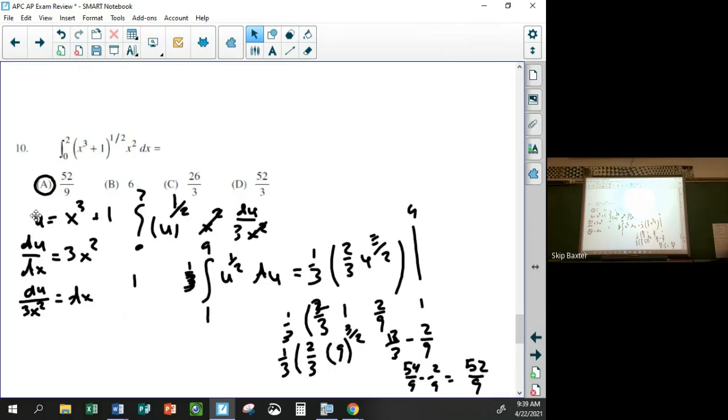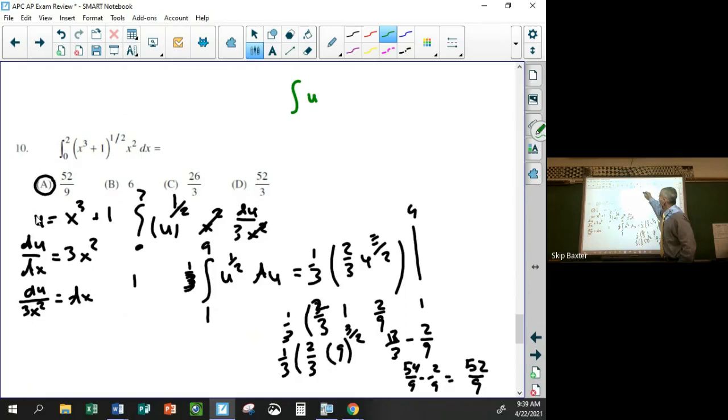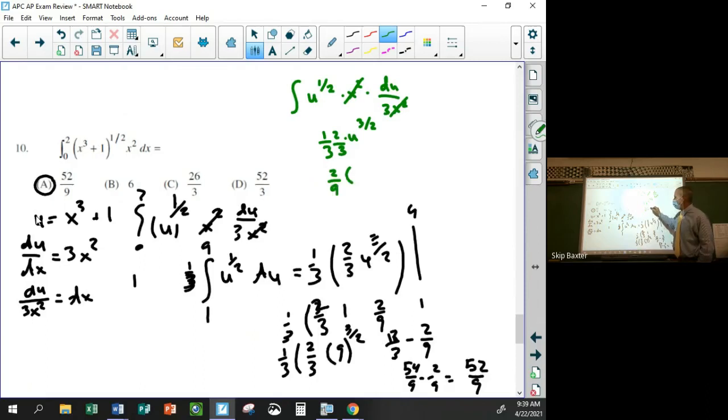And remember, the other way you could do this is without changing limits of integration. You could have made the same substitution. So you have the integral of u to the half times x squared times du over 3x squared. Don't change the limits of integration. This would be 1/3 u to the 3/2 times 2/3. And then change back into x's now. So this is 2/9 of (x squared plus 1) to the 3/2.